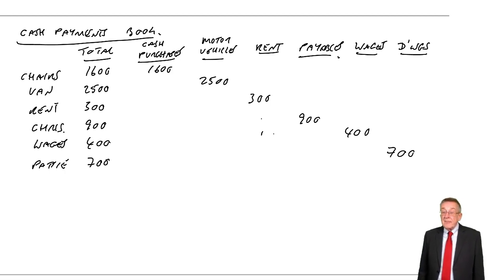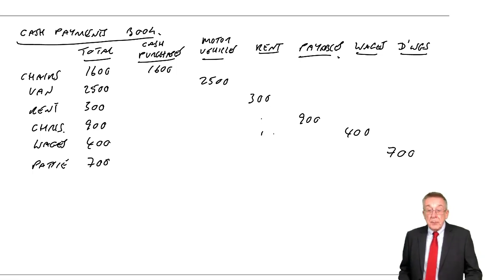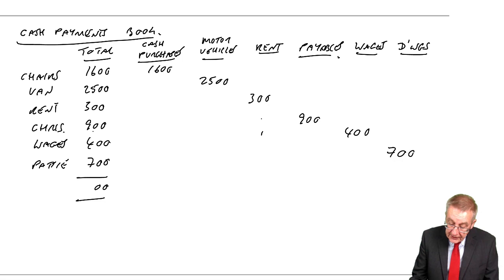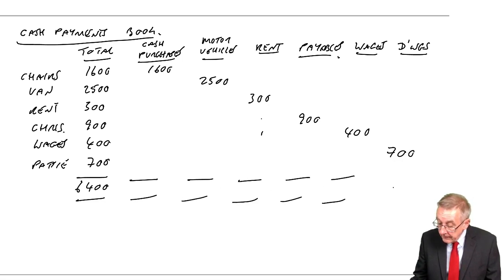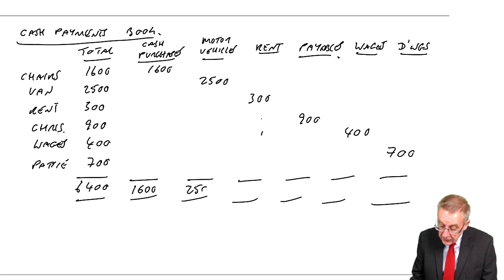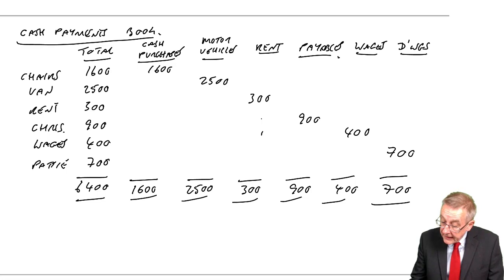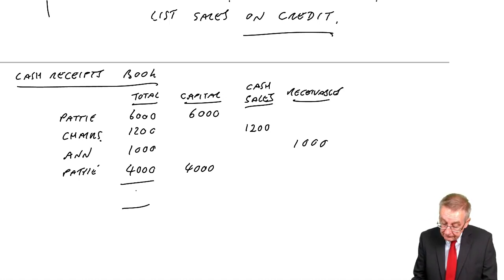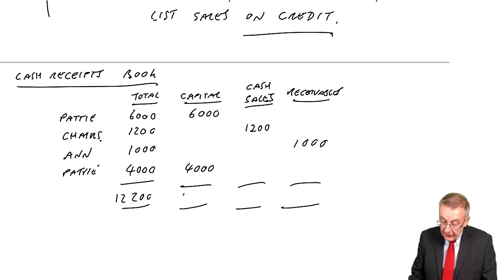We've come to the end of the month. As soon as we get to the end of the month, we add up all the columns. The cash payments book, the total, 6,400. And the analysis columns, here of course it's easy, there's only one entry in each, but again there could have been several in each column. Cash purchases 1,600, motor vehicles 2,300. Similarly, cash receipts. The total column, 12,200. And the analysis. The total capital, 10,000. Cash sales, 1,200. Receivables, 1,000.